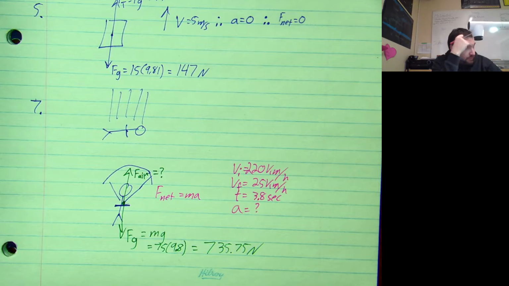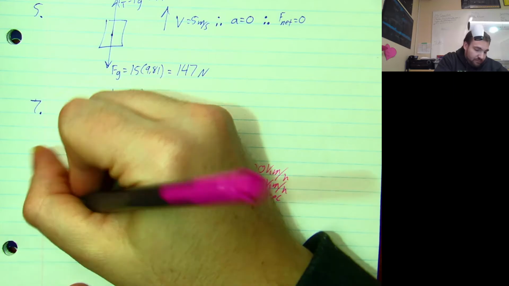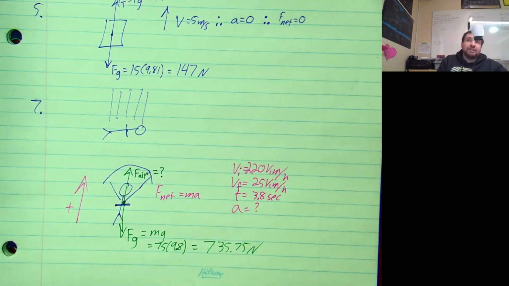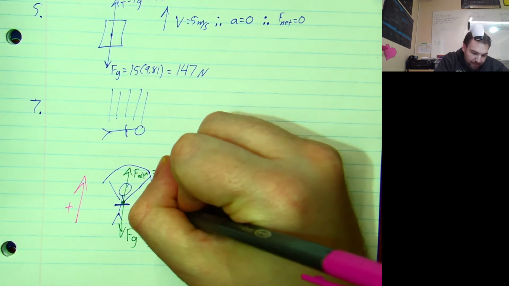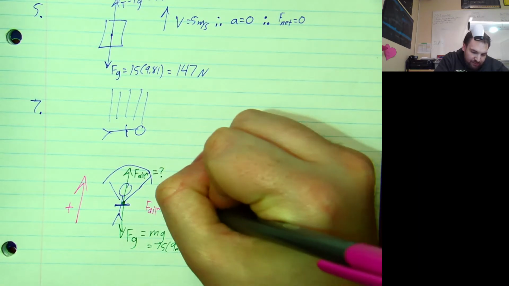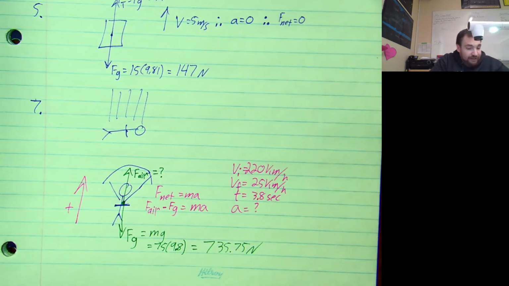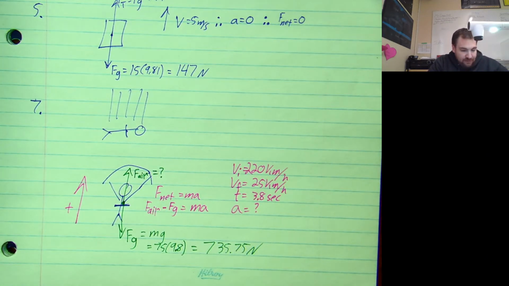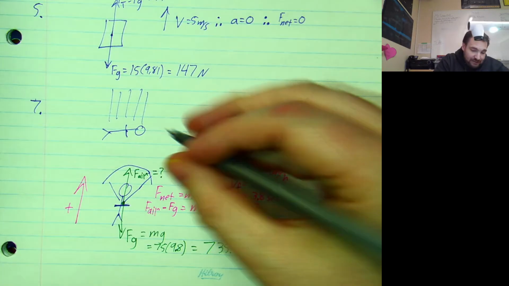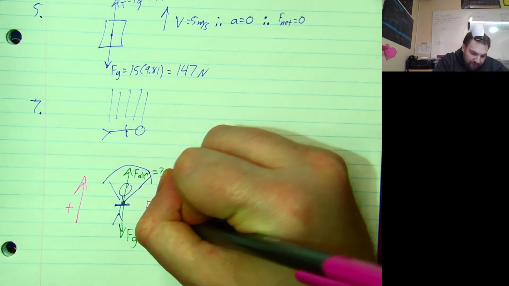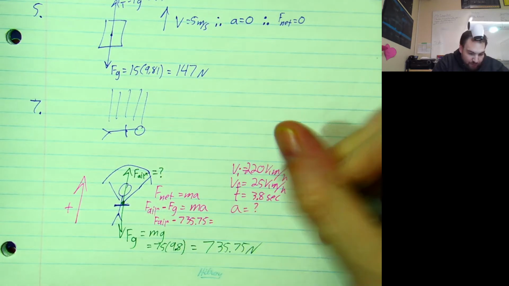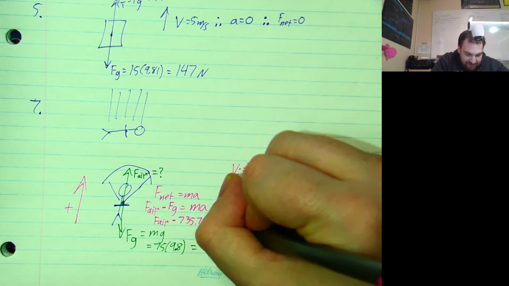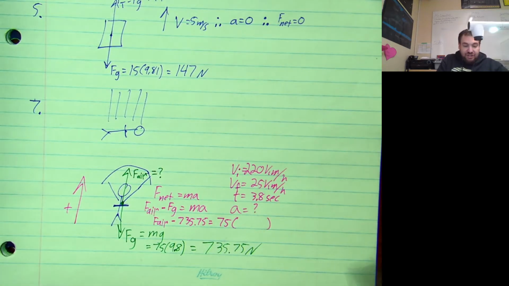It can be down, or I mean up. It doesn't matter. So if we call that direction positive, then F net is going to be F air minus Fg equals ma. We haven't had to write it out like this, but now we do. So that's going to be F air minus 735.75 equals her mass, which is 75 kilograms, times the acceleration that we're going to find right here.